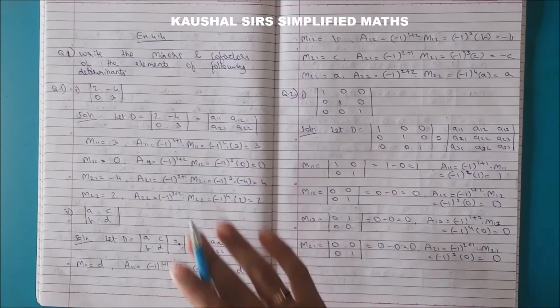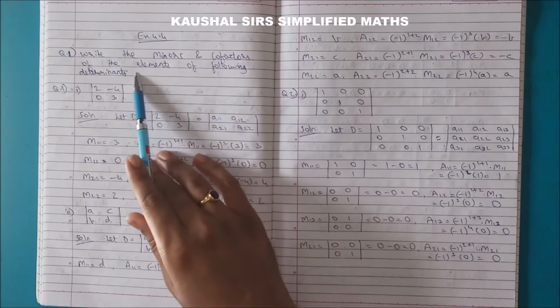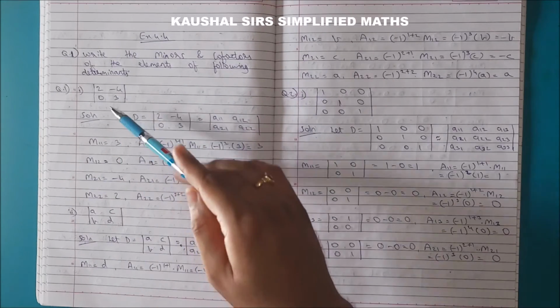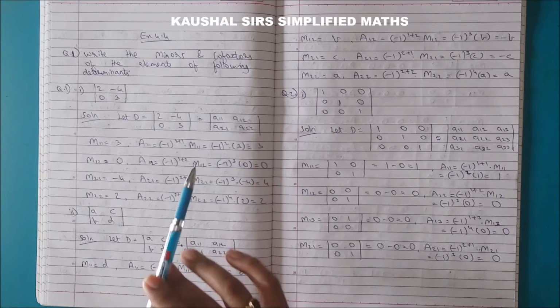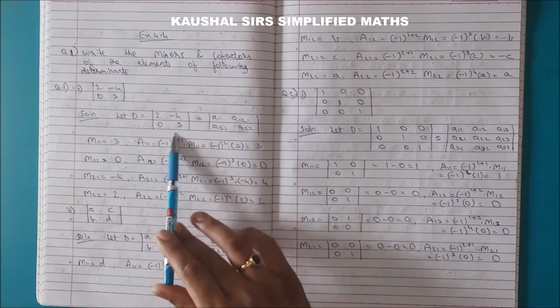Okay. Coming to exercise 4.4, the first question: write the minors and cofactors of the elements of the following determinants. Means हमको 2 by 2 determinant दिया हुआ है. You want to find the value of the minors and the cofactors. Okay. So let's start. Let D is equal to this determinant.